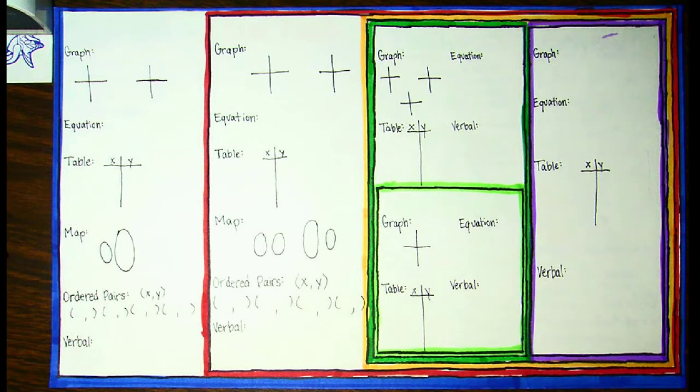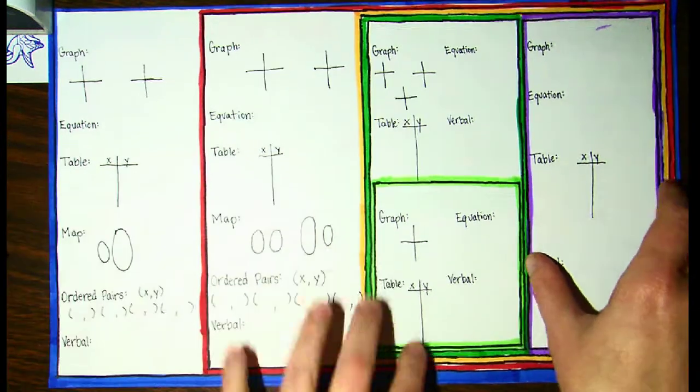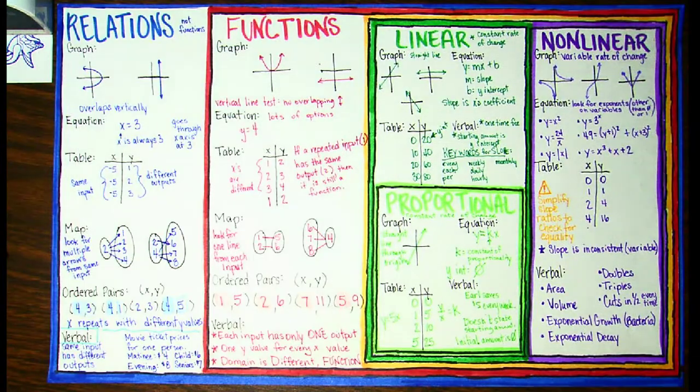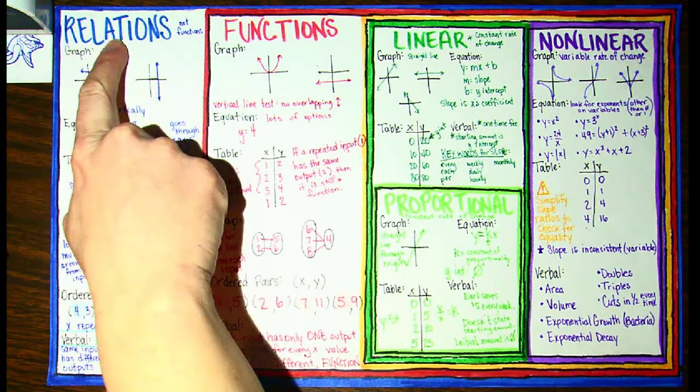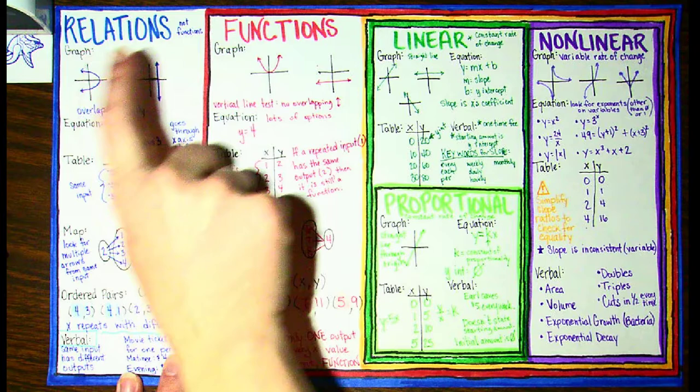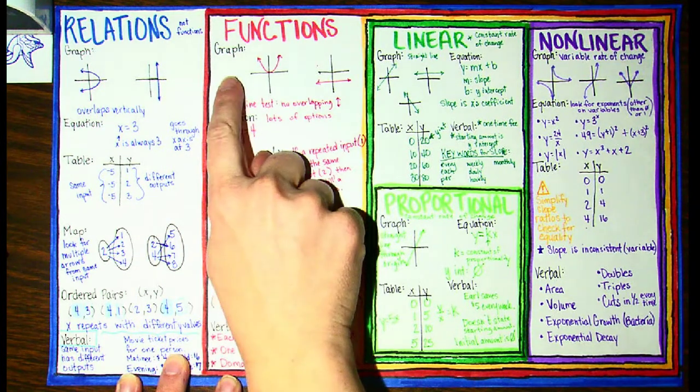Hello, today we are going to complete our function and relation graphic organizer. So what you're going to be starting off with looks like this. And then when you're done, it's going to look like this. So you see the biggest box is relations in blue. And inside relations, we have a smaller box called functions.